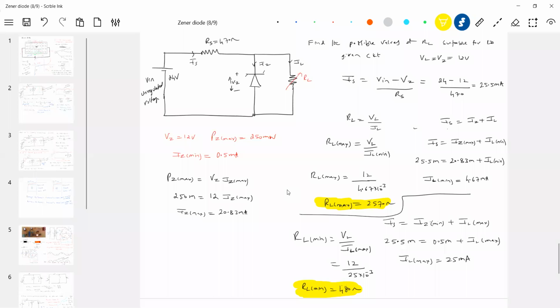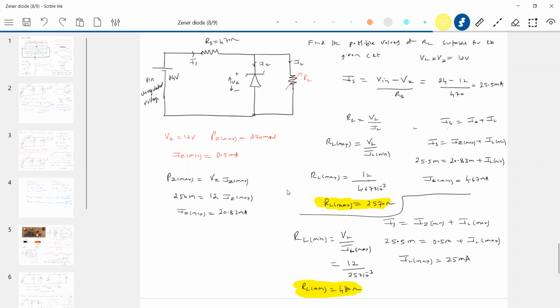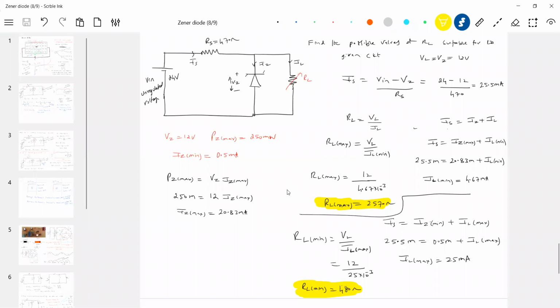I'm asking a very simplified question. Any load means no. What loads can you connect? Load whose value of RL lies between 2570 ohm and 480 ohm only is suitable for this particular circuit. Sir, what will happen if I connect a load whose value is 3000 ohm?